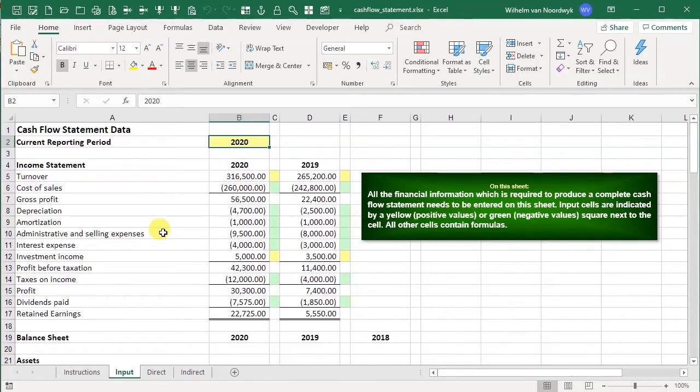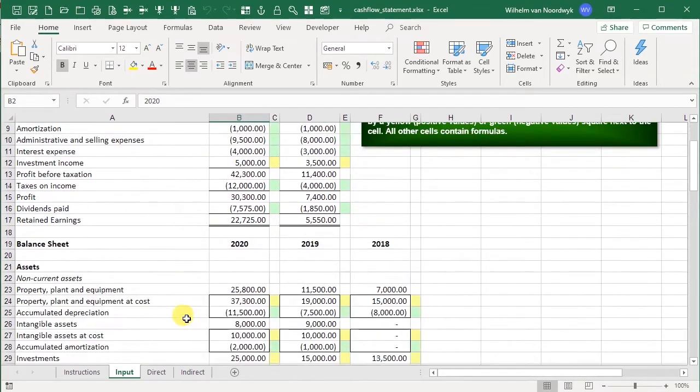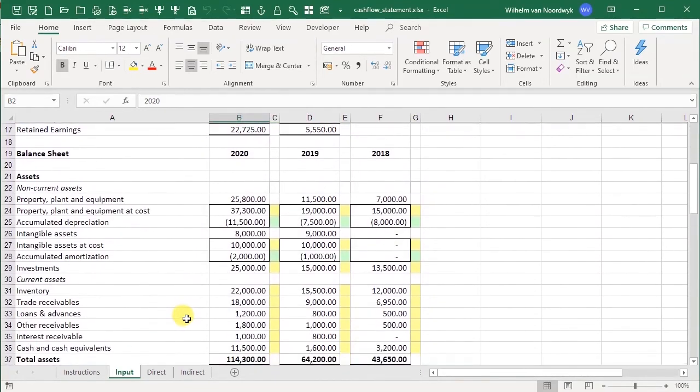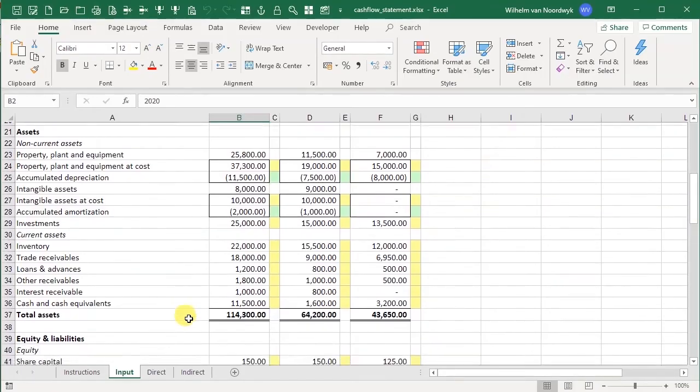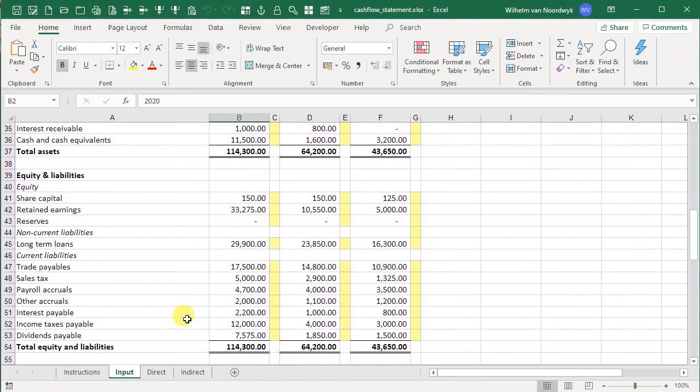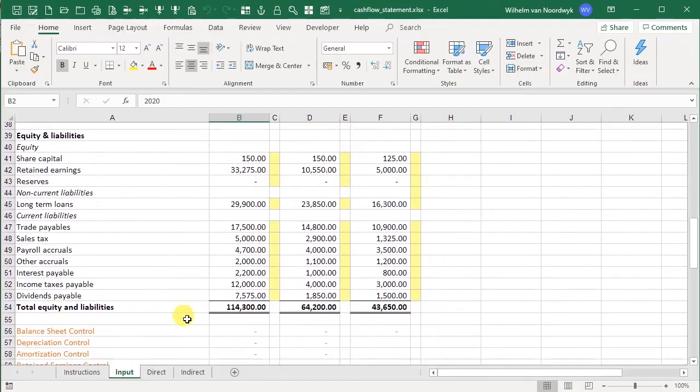If a cell does not contain any highlighting, it means that the cell contains a formula and no user input is required. So as you can see, there's some basic income statement information at the top of the sheet that needs to be entered by the user. Then there's a balance sheet with assets and then equity and liabilities.